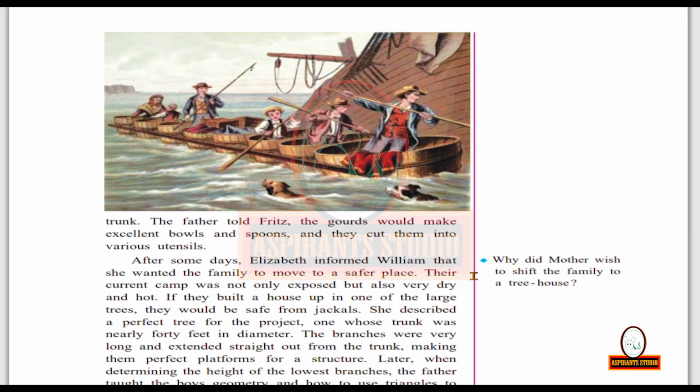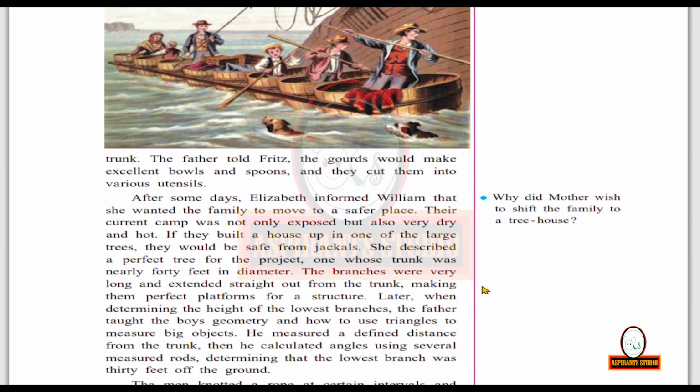She described a perfect tree for the project, one whose trunk was nearly 40 feet in diameter. The branches were very long and extended straight out from the trunk, making them perfect platforms for the structure. Later, when determining the height of the lowest branches, the father taught the boys geometry and how to use triangles to measure big objects. He measured a defined distance from the trunk, then he calculated angles using several measured rods, determining that the lowest branch was 30 feet off the ground.